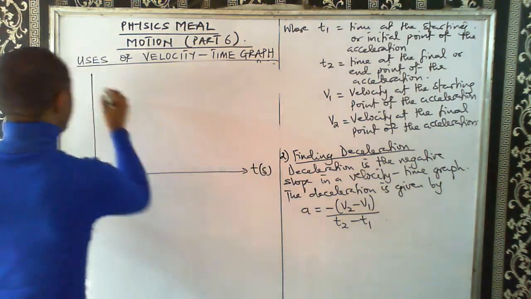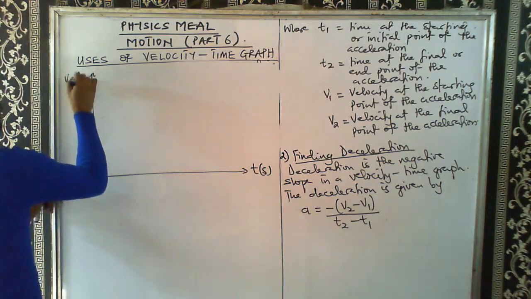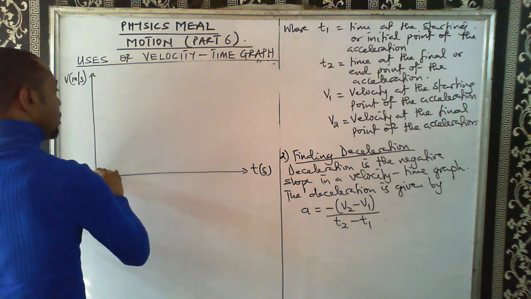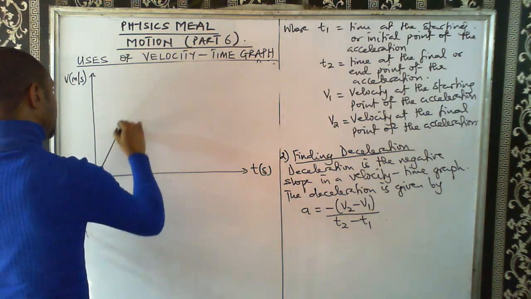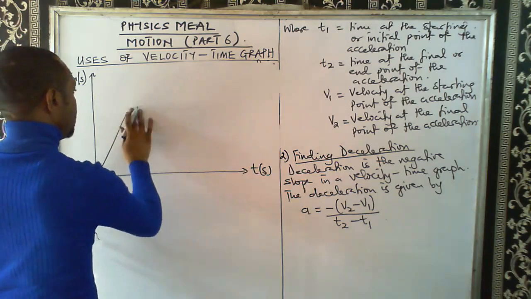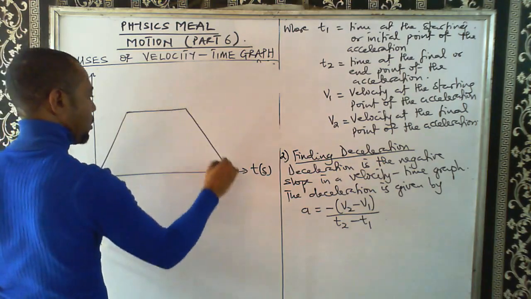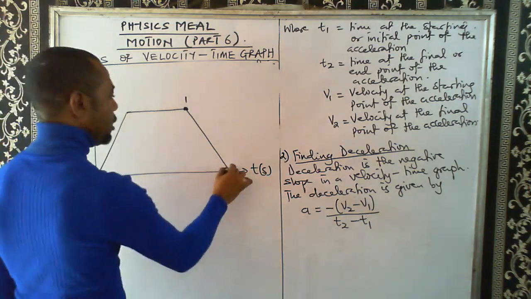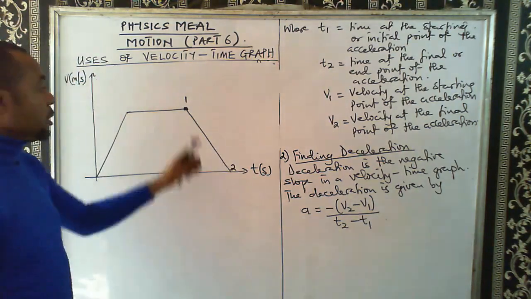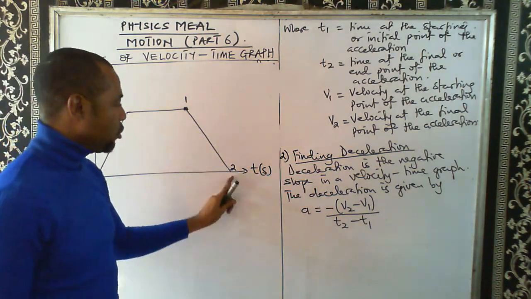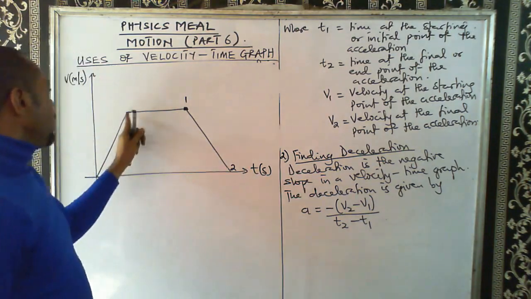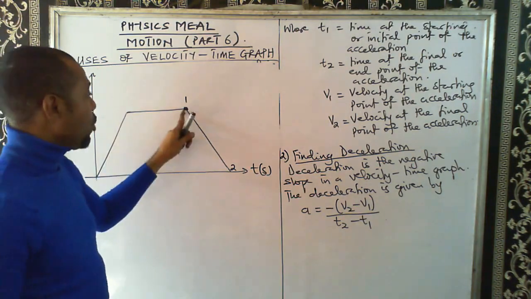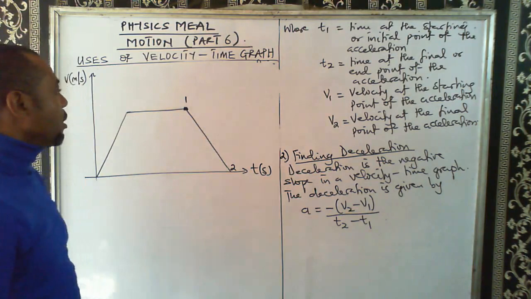So if I use a diagram to explain these points, we have T in seconds, V in meters per second. Let's say I have this. Now this is point 1 for deceleration, and this place is point 2, because deceleration started here and continued to this point. Acceleration started here. So here is point 1 of acceleration, point 2 of acceleration, point 1 of deceleration, point 2 of deceleration.